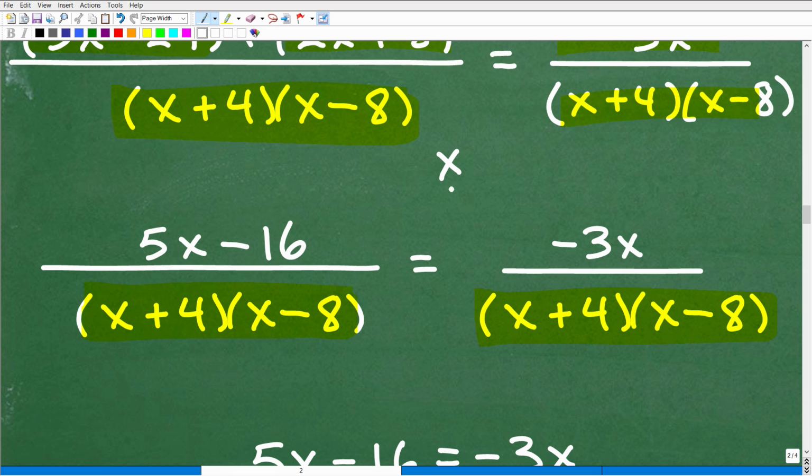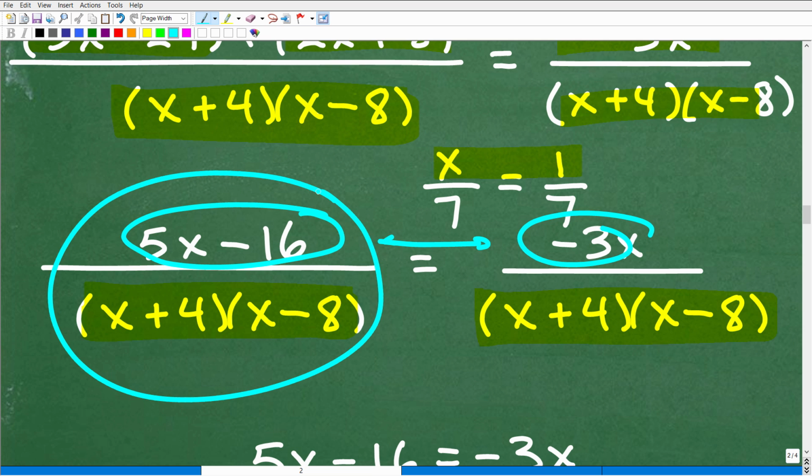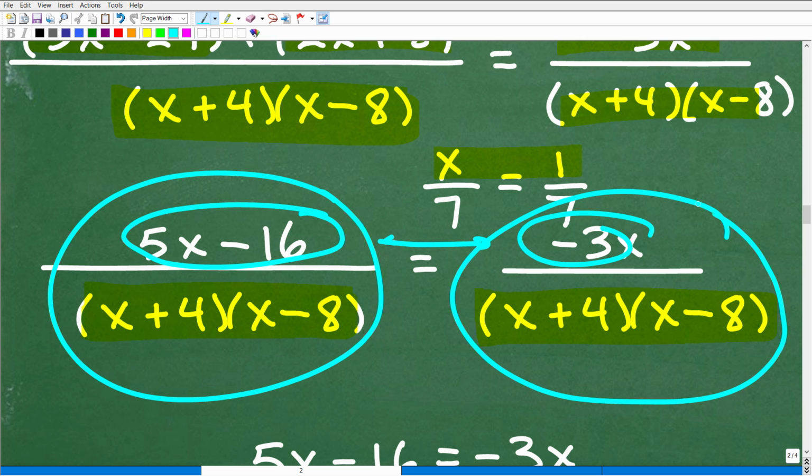If I had x over 7 is equal to 1 over 7, would I have to solve this equation? Well, if the denominators are the same, then I have this fraction equal to this fraction with exactly the same denominators. So the numerators must be the same, and that's what we're going to do right here. The denominators are the same, so the numerators must be equal to one another because the larger fractions, or rational expressions, are equal to one another.